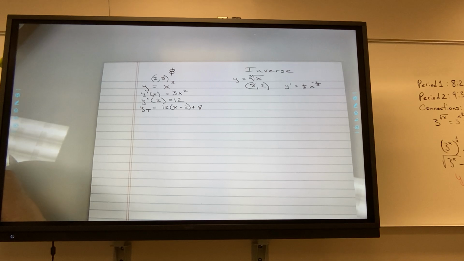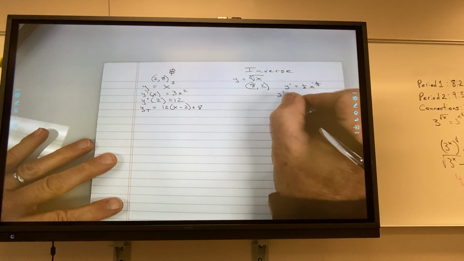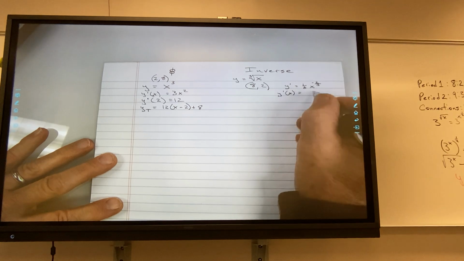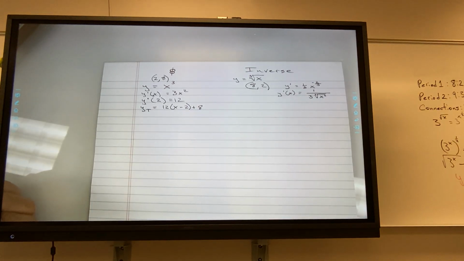Would everybody agree with that? Owen, would you agree with that? It's not as nice as the square root, is it? So it looks like this. When I put x in here, I'm going to have 1 over 3 cube root of x squared. Would you agree with that, Owen? It's kind of messy.